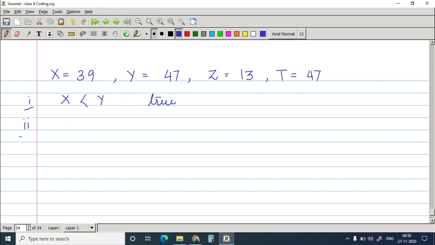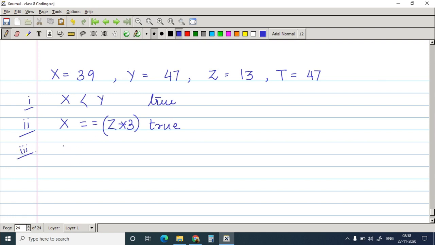Let us take another one. X equal to Z into 3. So what is Z? Z is 13. What is 13 into 3? 39. So is 39 equal to the value of X? Yes. So this is also true.